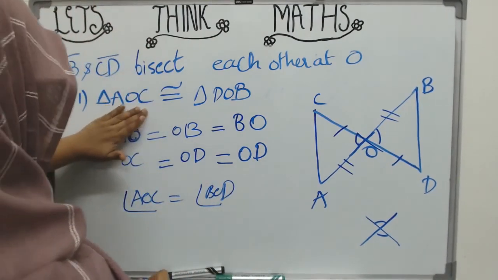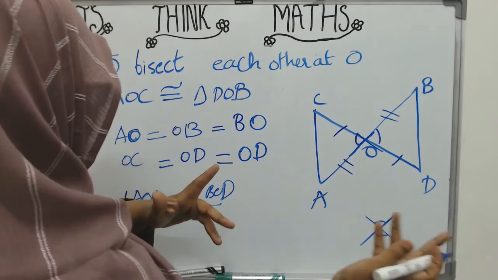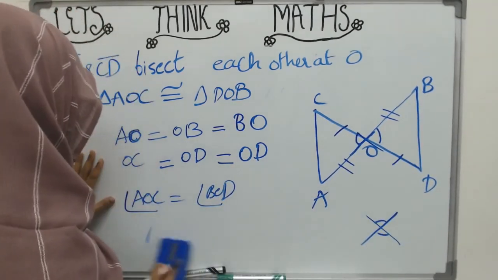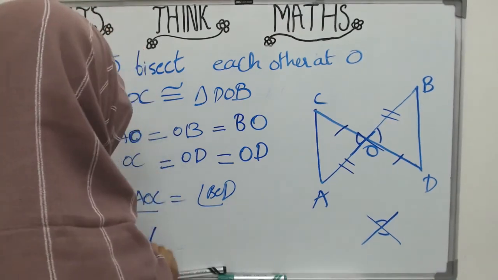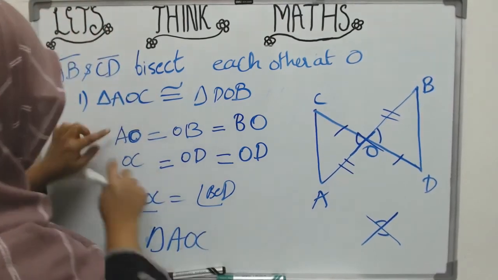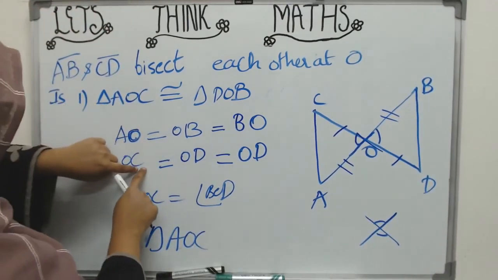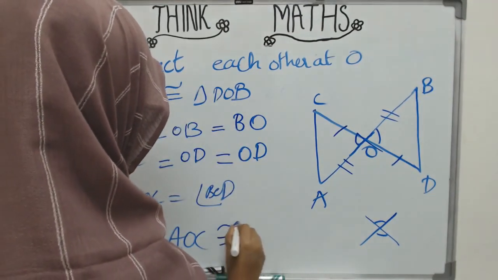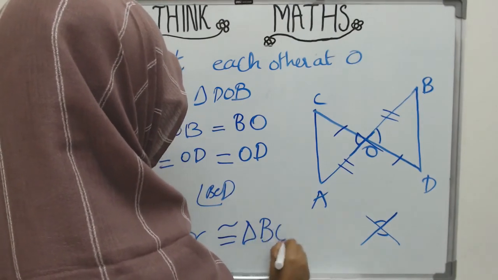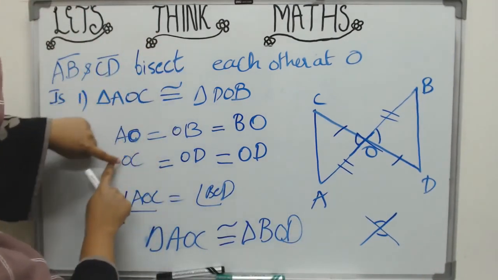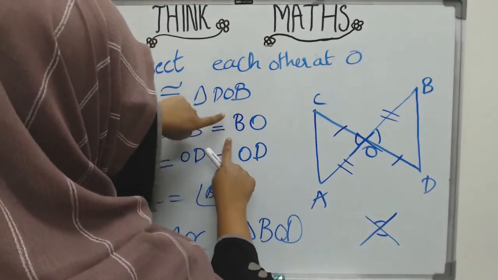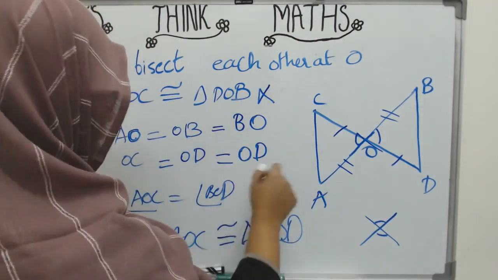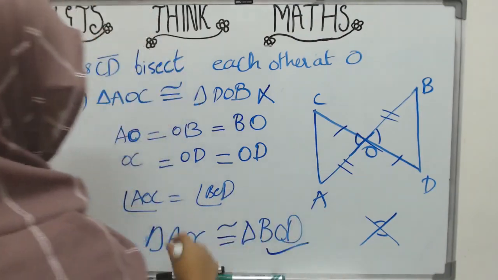But is AOC equal to DOB? The answer is no. Look here, triangle AOC. AO, OC is equal to BO, OD. Right? AOC is congruent to BOD. It is not DOB. It is BOD. So this is the right congruence.